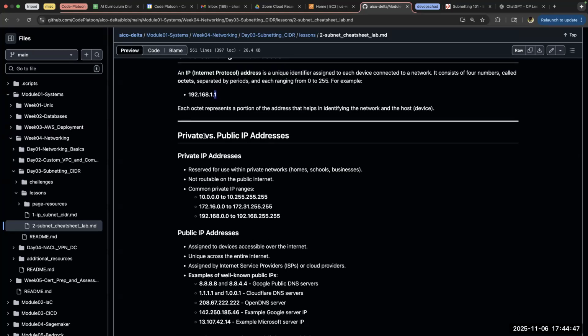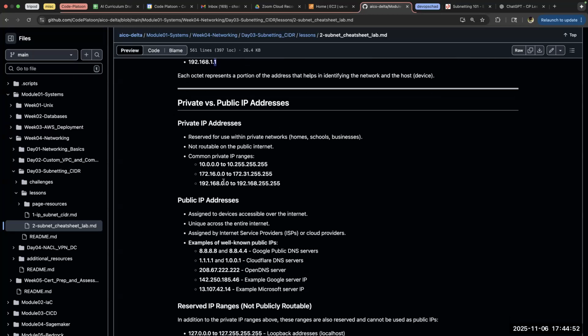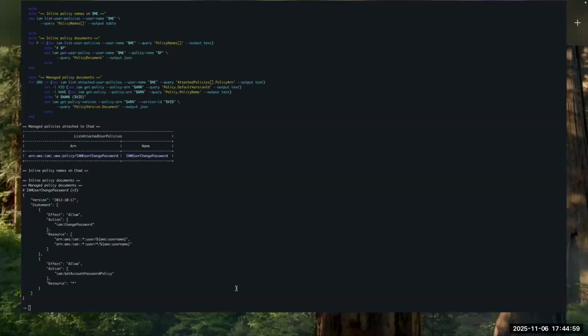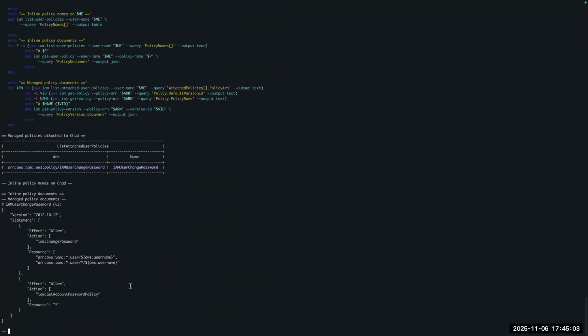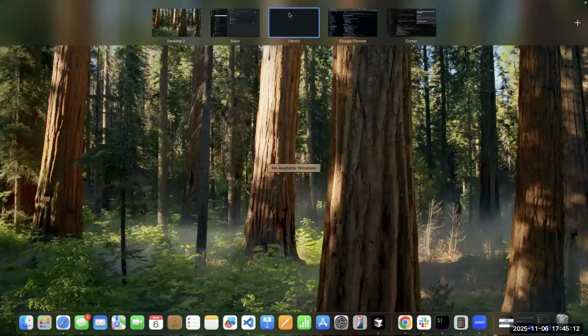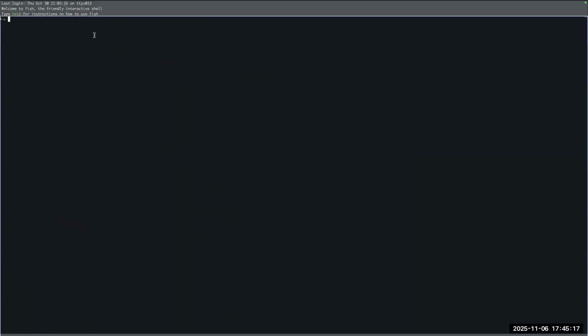Private versus public IP addresses look very different. We'll use a public one first. Google is 8.8.8.8, and you can prove that if you go into your terminal.